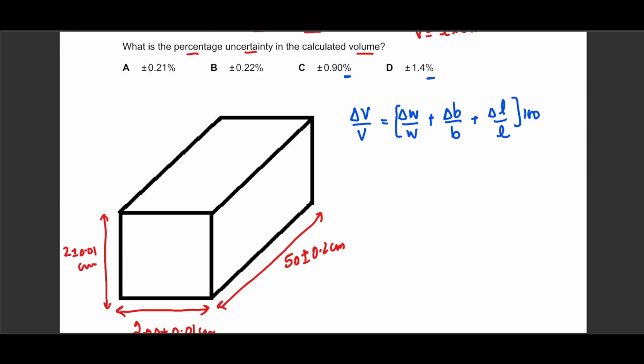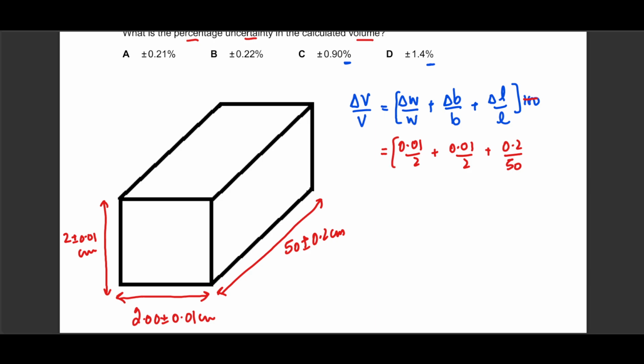If you wanted absolute uncertainty, then of course you'd calculate the volume first by multiplying 50 with 2, multiplied by 2. You'd bring this value to the other side, and then instead of multiplying with 100, you would multiply it with volume, and then you would find the absolute uncertainty. But since we are not doing that, we can leave out these calculations and just put in the values for this one. So this will be 0.01 divided by 2 plus 0.01 divided by 2 plus 0.2 divided by 50. And the bracket gets multiplied with 100. Your answer will come out as exactly 1.4%, which is option D.